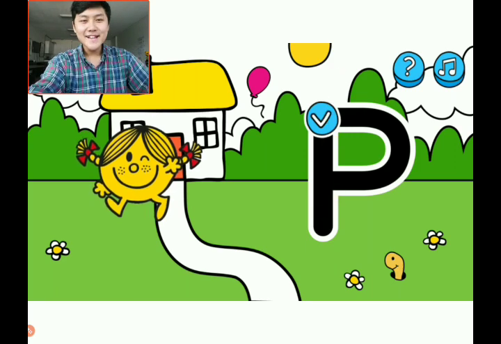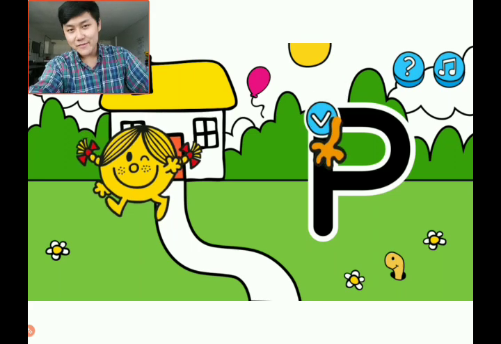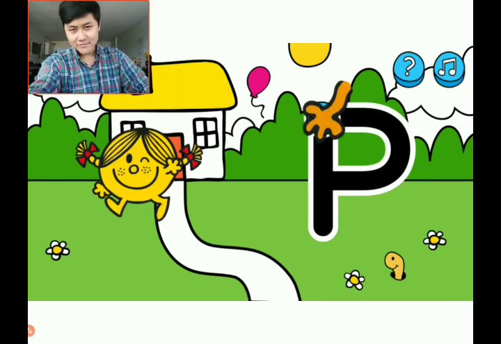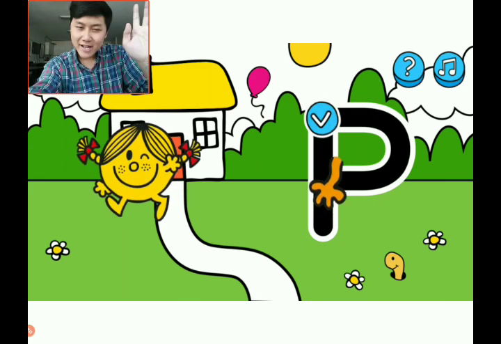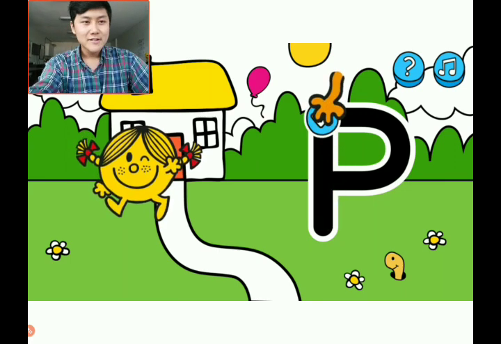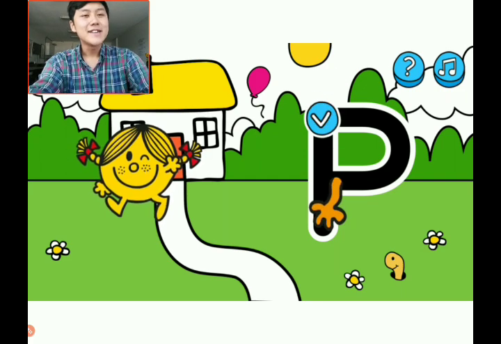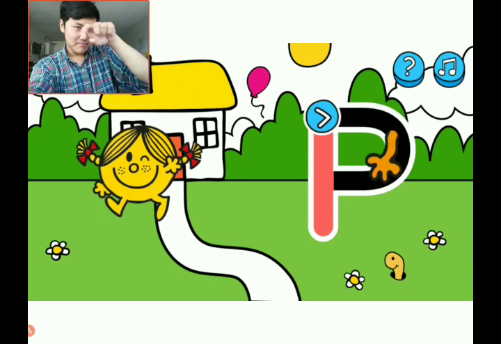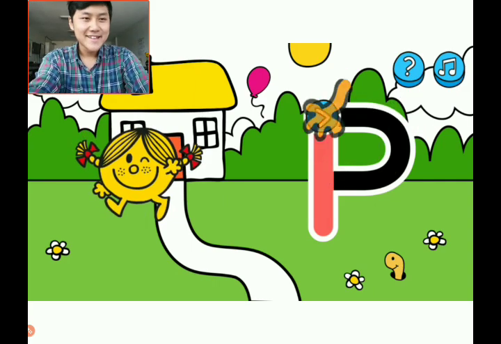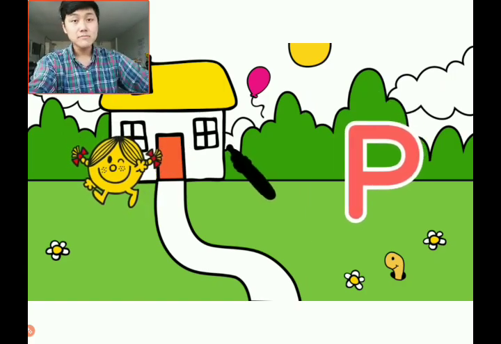P, that's a Little Miss Sunshine, who is one of my favorite characters, not my total favorite. But she's adorable. Like she's winking, waving at everybody. She is always so full of light. So the letter P, you just do one stroke down, and then you kind of do like a little cup holder kind of shape. Here it is. And that's the letter P.